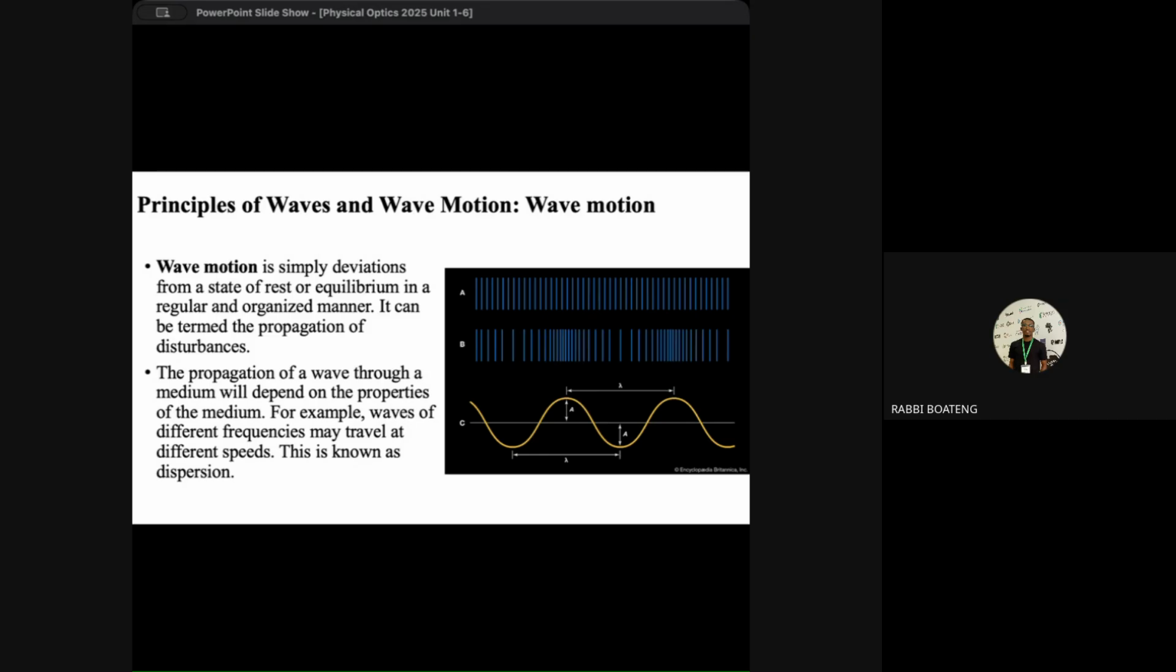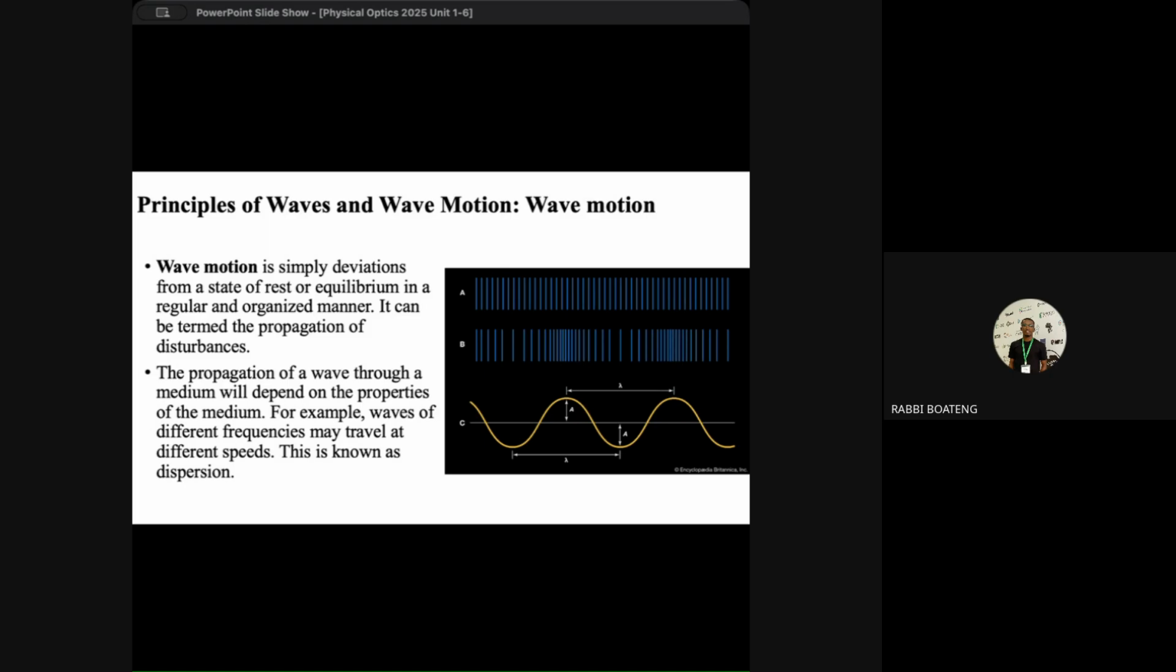Anytime we cause a disturbance, anytime you talk about a wave, the first thing that comes to mind is the disturbance that we've caused to a state that is in equilibrium, or at rest. That is what we call a wave. The other things add up.